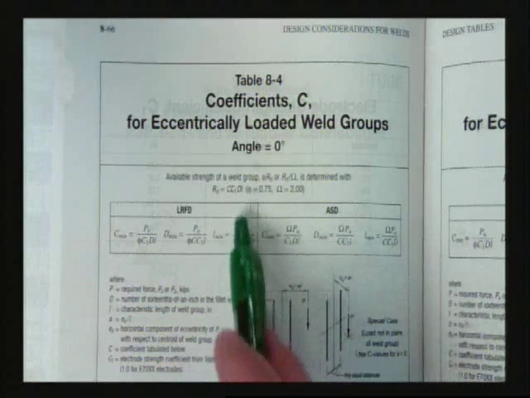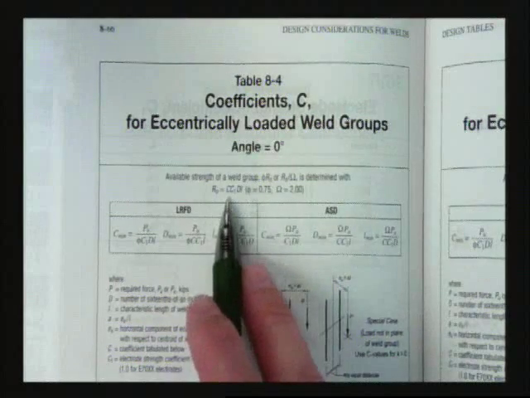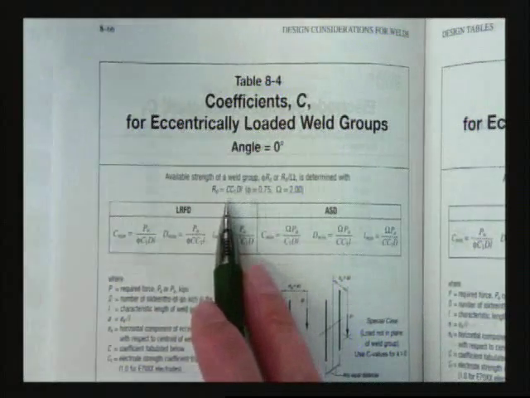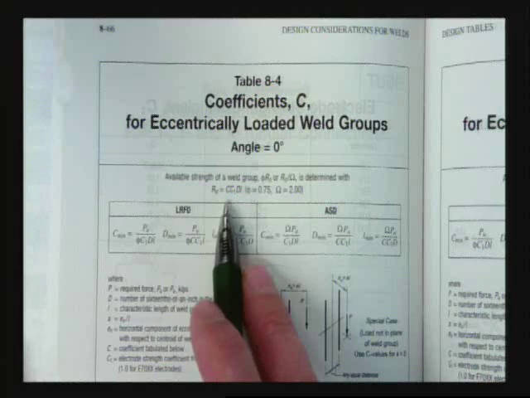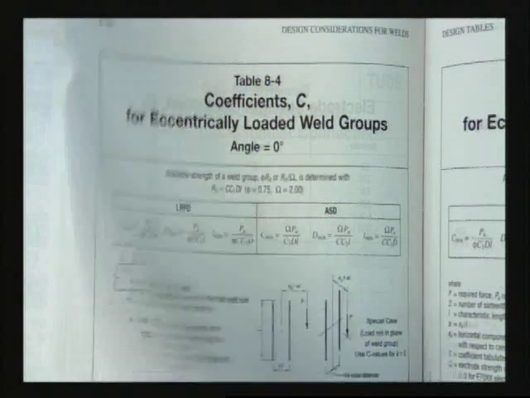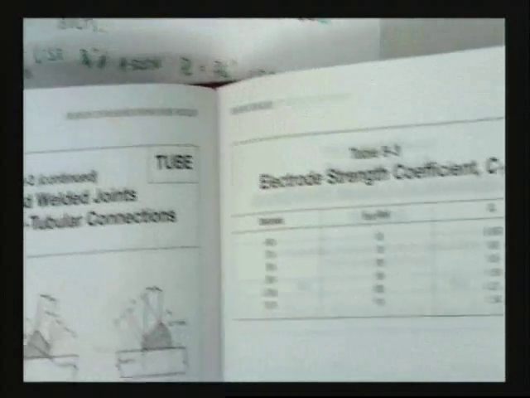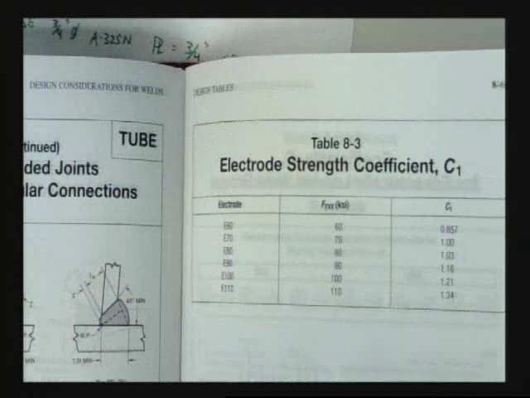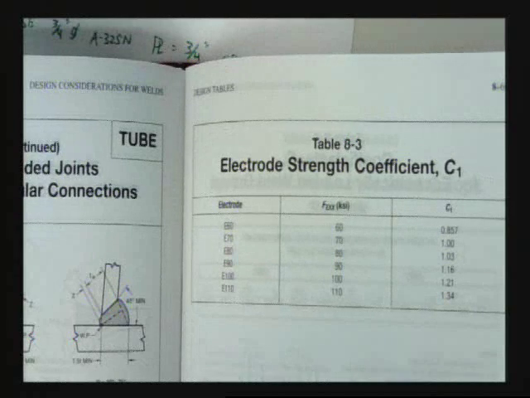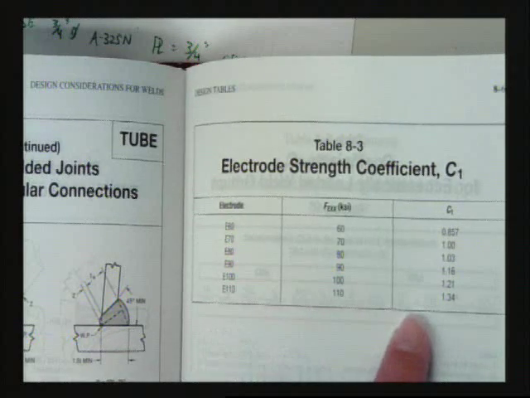I think you actually come up with a C factor that transforms your length of weld into an equivalent length. They have this C1 factor that they actually use based on the type of weld, the electrode strength. And it's here on the previous page. It's pretty easy to use. 0.857, 1, 1.03, depends on the electrode strength. Why do you think they're doing this?